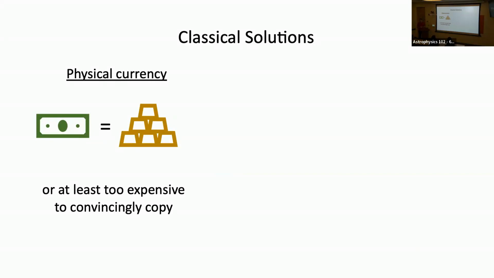One is physical currency. Here your banknote is maybe coinage made out of gold or some other precious metal, or maybe it's the paper money we have today, but it's very hard to convincingly copy this because we don't know the recipe for making the paper and how to put in the anti-counterfeiting. So with physical currency, the underlying assumption is just that copying is impossible, or at least too expensive.